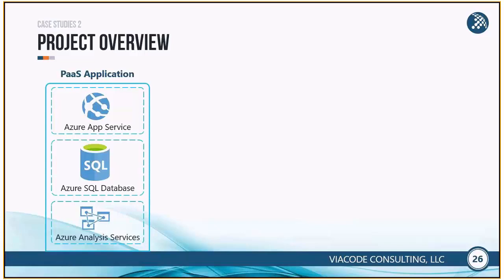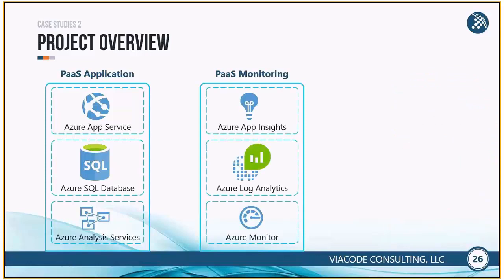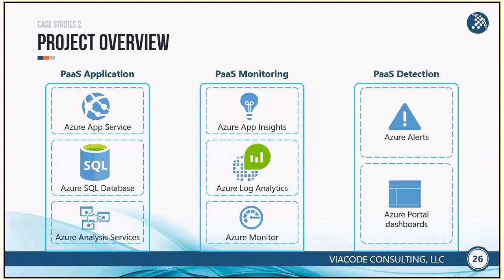This PaaS application is deployed through ARM templates and PowerShell scripts. As one of the steps of the project, the customer wanted to implement a native-to-Azure monitoring solution based on Azure Application Insights for web app monitoring, Azure Log Analytics for Azure SQL database monitoring, and Azure Monitor for Azure Analysis Services monitoring. Also, as part of the monitoring solution, the customer wanted to use Azure Portal for dashboards and Azure Alerts for notification.